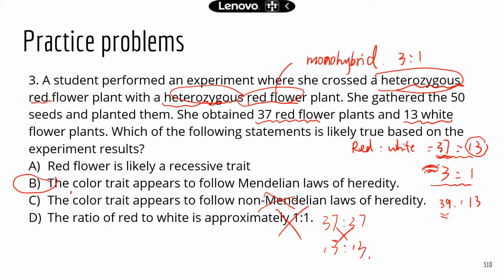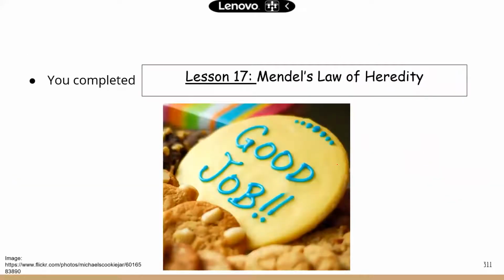Now, number A, red flower is likely to be a recessive trait? No, because more offspring have red flower than white flower. So chances are the red flower is going to be the dominant trait, and the white flower is going to be the recessive trait. Okay, we're done with Mendel's law of heredity.